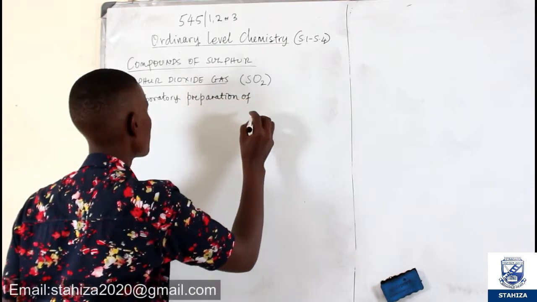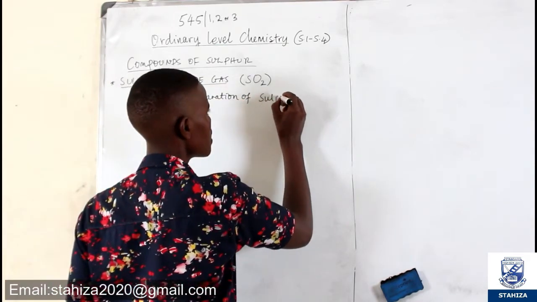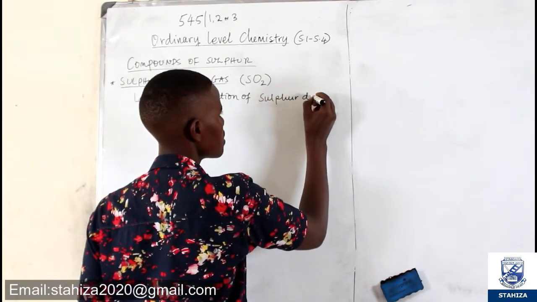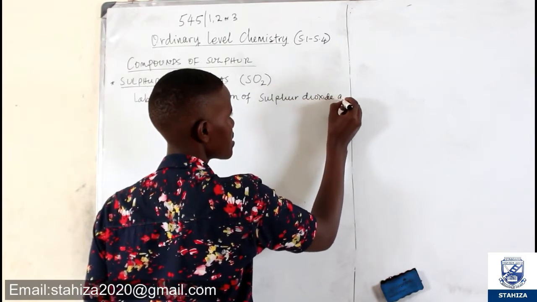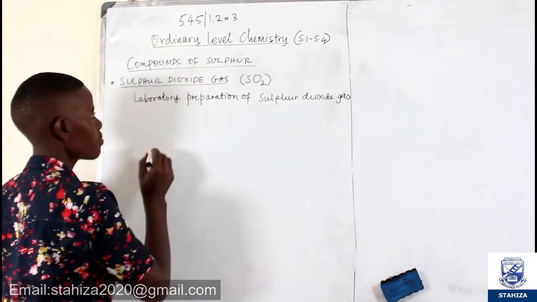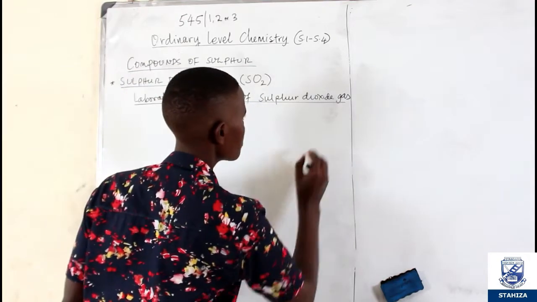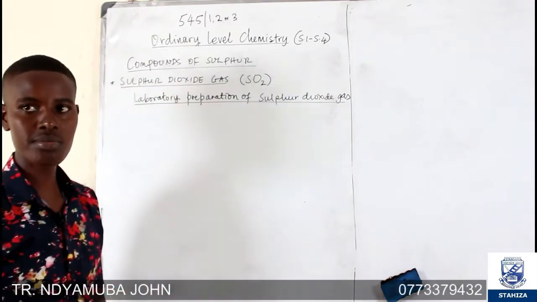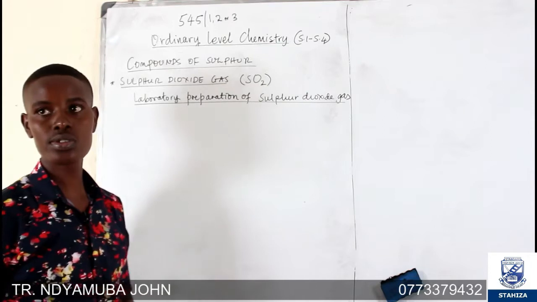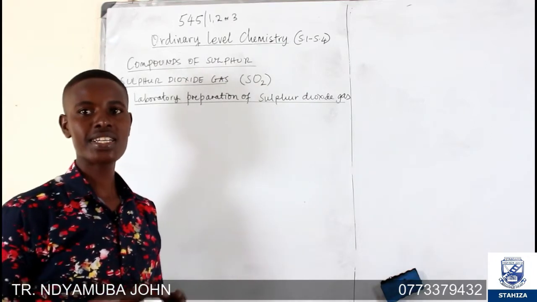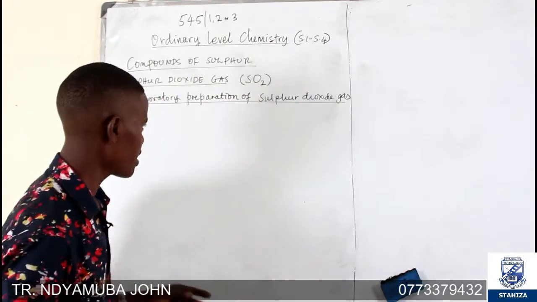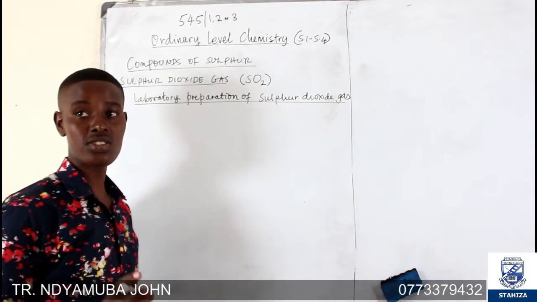laboratory preparation of sulfur dioxide gas. Laboratory preparation of sulfur dioxide gas. And what comes into our mind, we think about sodium sulfite and dilute sulfuric acid. Then concentrated sulfuric acid as a drying agent.